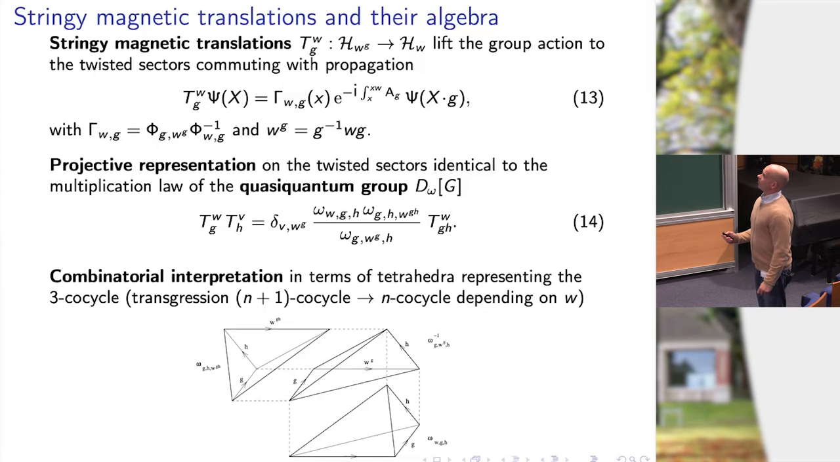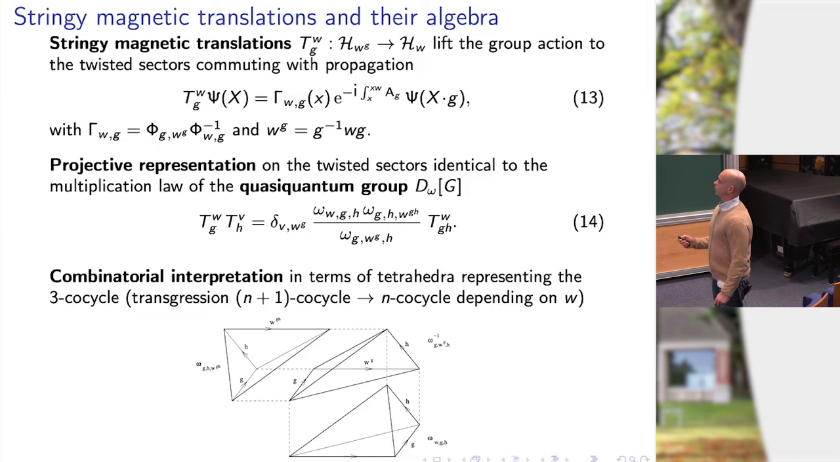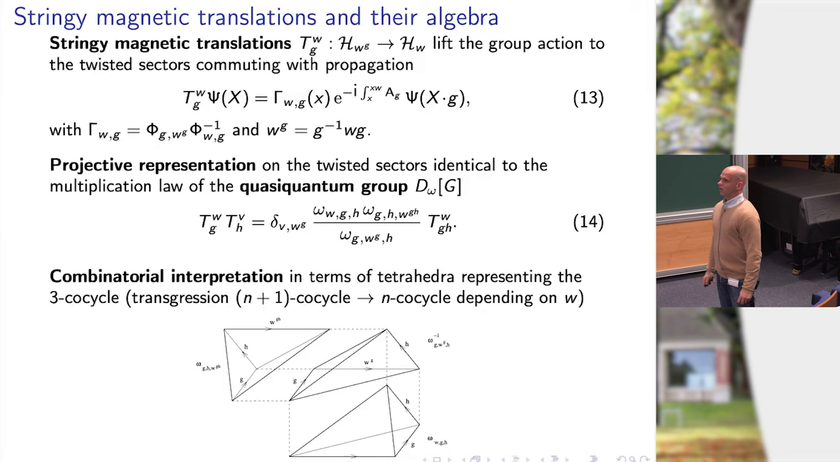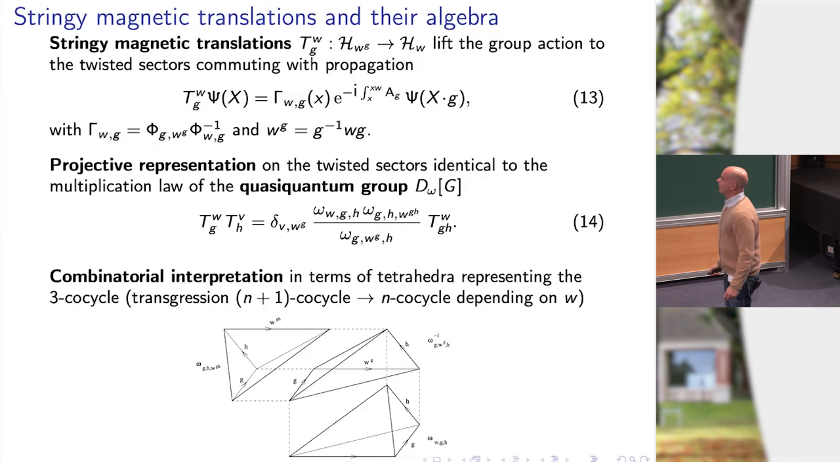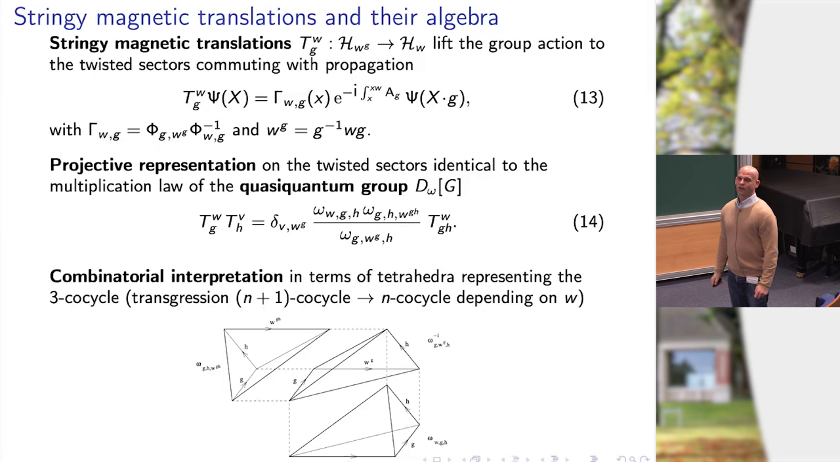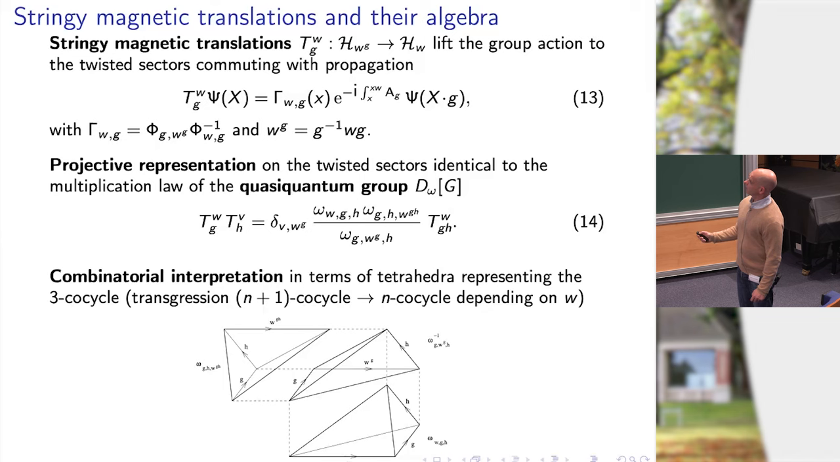And now from this formula, you can compute the product of two operators and satisfy this algebra. And this algebra is interesting because it's known. It's a deformation of the Drinfeld double of the group algebra of G. And you can have a combinatorial interpretation for that co-product in terms of splitting the three tetrahedra that correspond to the first string, the second string with the winding here, matching the winding after translation, and the last string.